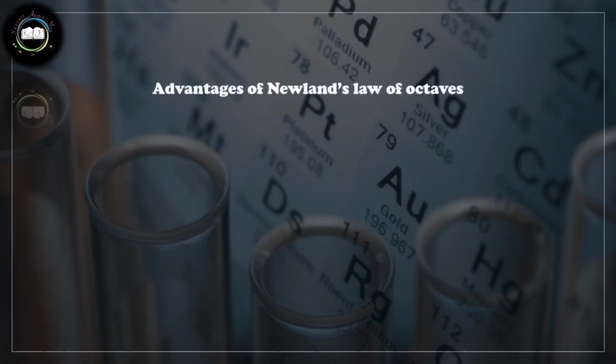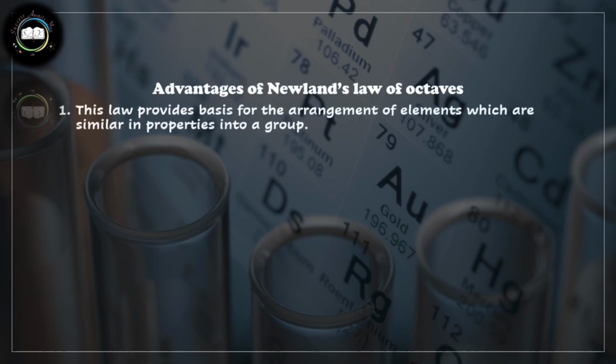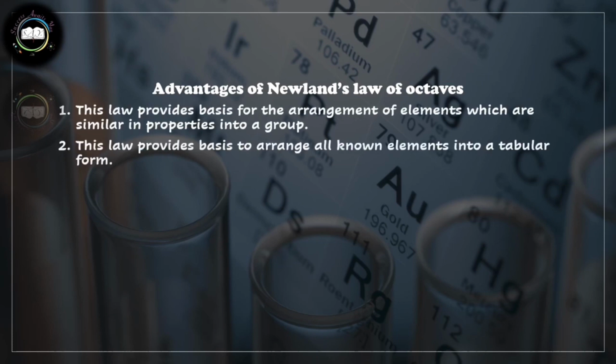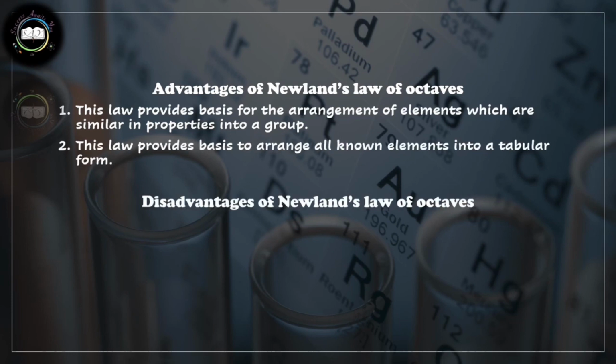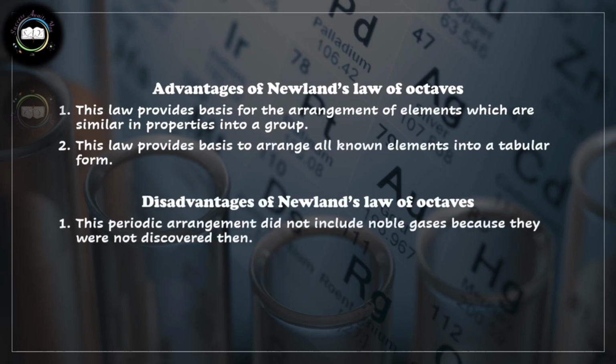There are some advantages and disadvantages of the law of octaves. For advantages, it provided a basis for the arrangement of elements which are similar in properties into a group. For disadvantages, this periodic arrangement didn't include noble gases, that is helium, argon, neon, etc., as they were not discovered then.